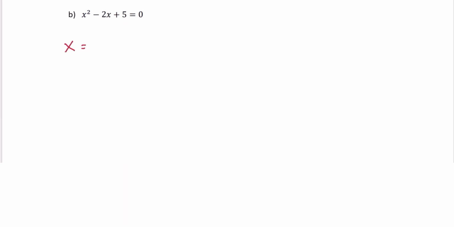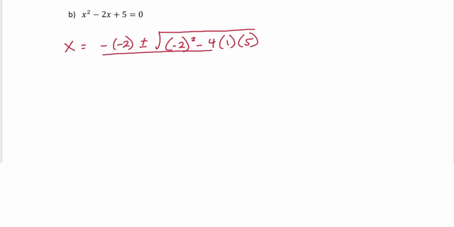I'm going to use the quadratic formula. Negative b plus or minus the square root of b squared minus 4 times a times c, and all of that is divided by 2 times a.